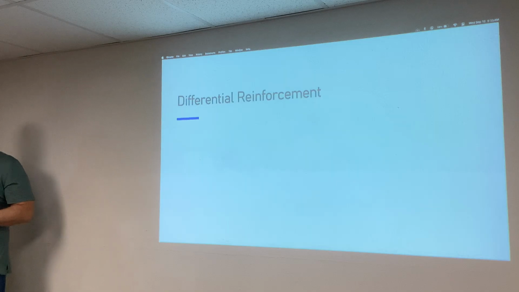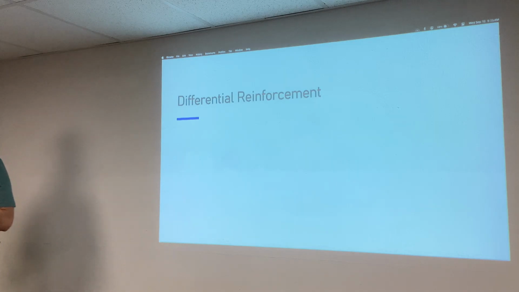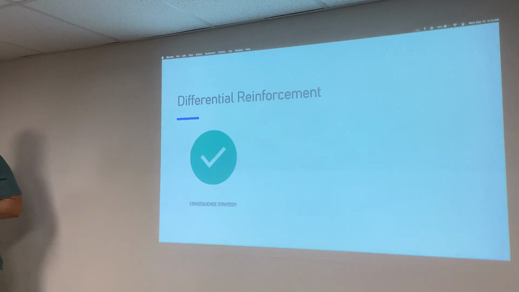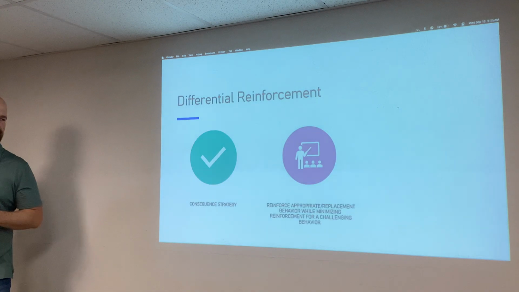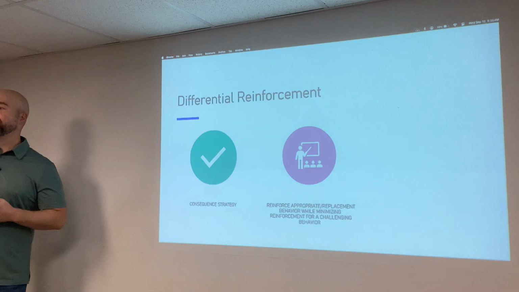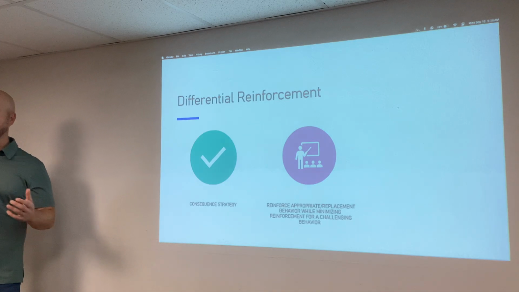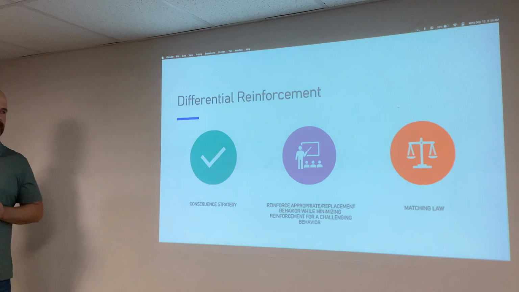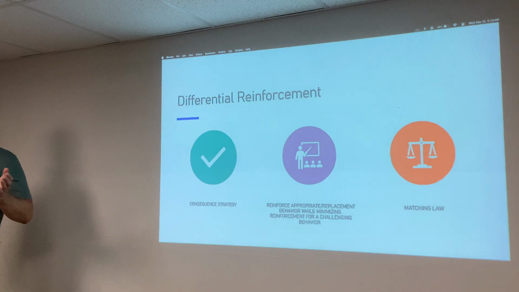So that's where differential reinforcement comes in. It's a consequence strategy. We hit that home. We're going to reinforce appropriate replacement behaviors while minimizing reinforcement for challenging behaviors. So we're going to dish out the reinforcement for appropriate behaviors and then minimize reinforcement for the problem behaviors. And we're going to consider matching law.